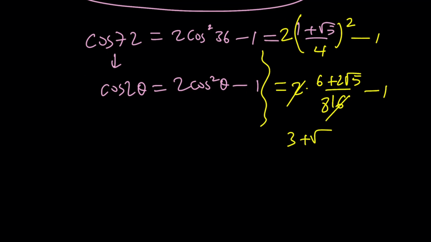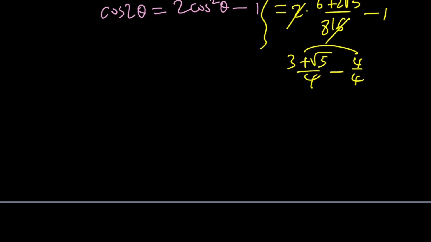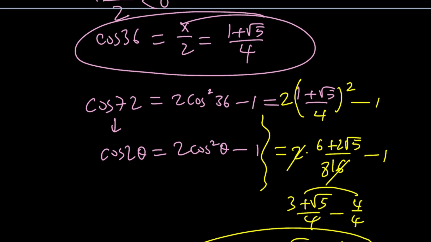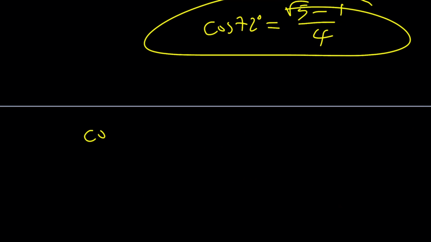Divide the top and bottom by 2. 3 plus root 5 over 4 minus 4 over 4. You get 3 minus 4, which is negative 1, or root 5 minus 1 over 4. And that will be the cosine 72 degrees. Oops, I wrote the degree symbol, never mind. So now, since we're looking for cosine 36 times cosine 72, we can go ahead and multiply them, right?